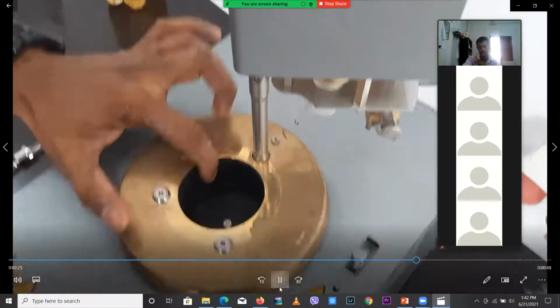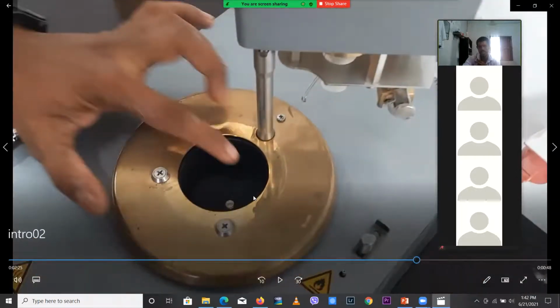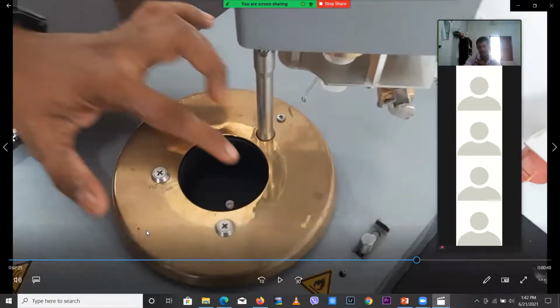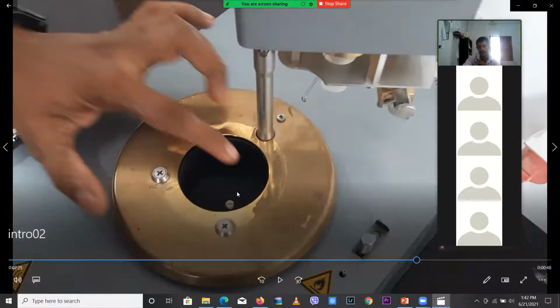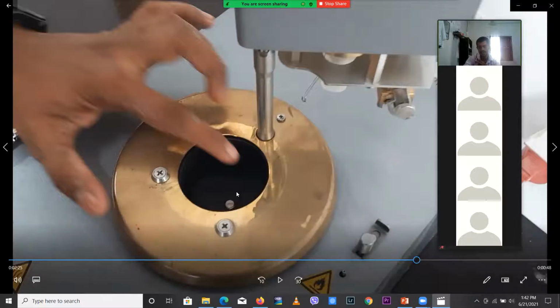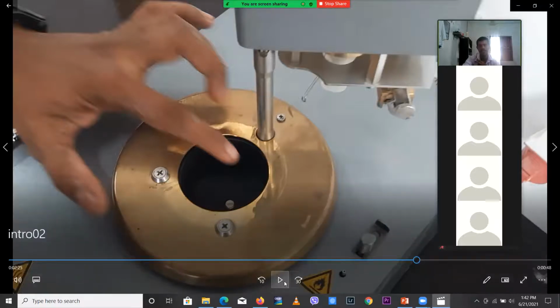You can see there's a black heat shield, right? When the brass cup contacts that heating shield, heat can be transferred through the cup to the sample. That's how we will heat up the sample.